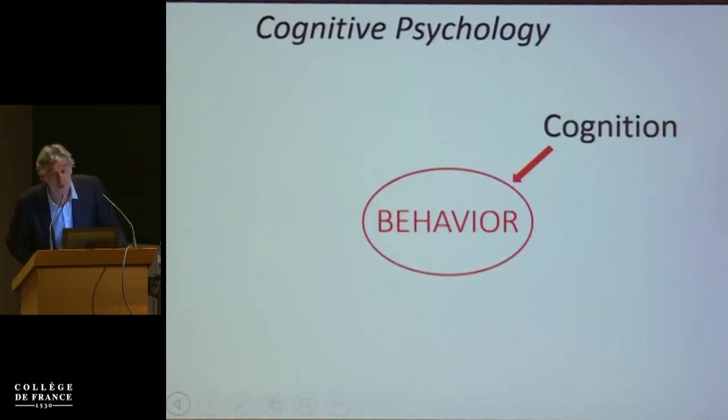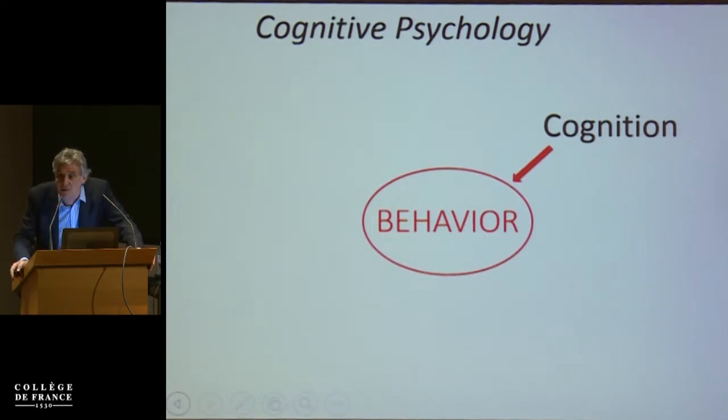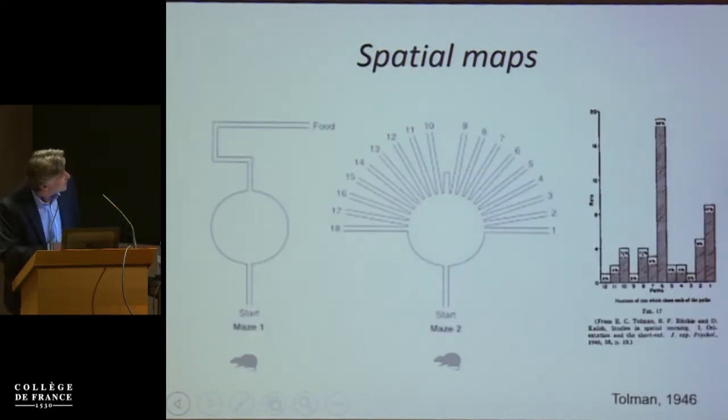But you can have a different perspective and believe that what is controlling the behavior is the cognitive system. There are some really famous classical studies on that, for instance, the studies by Tolman on the cognitive map. And he did, again, a wonderful experiment where he placed a rat in a maze like this one. This is a very simple maze. There is a single pathway here leading to food.